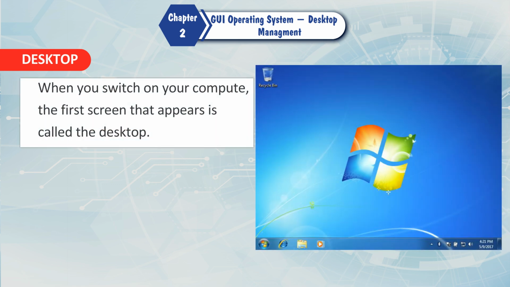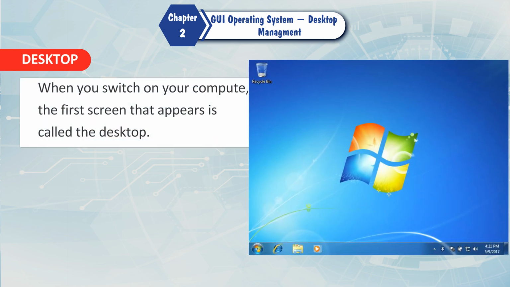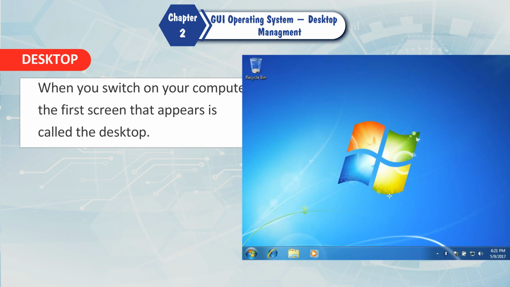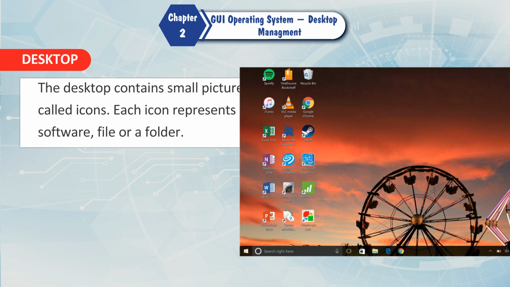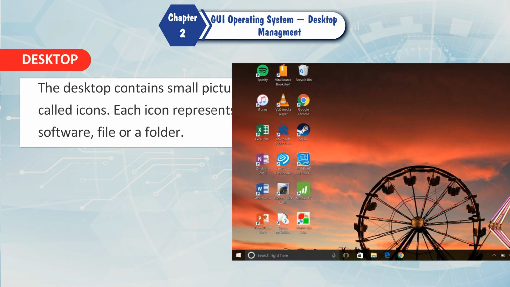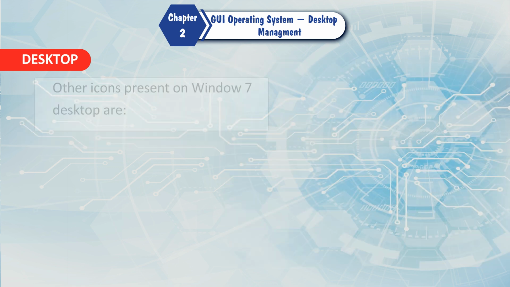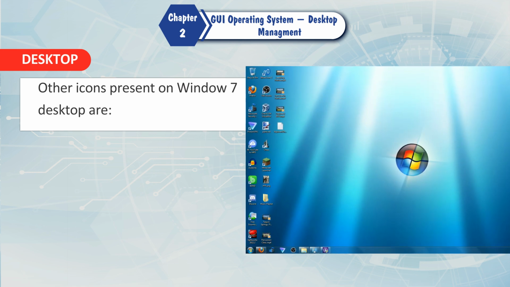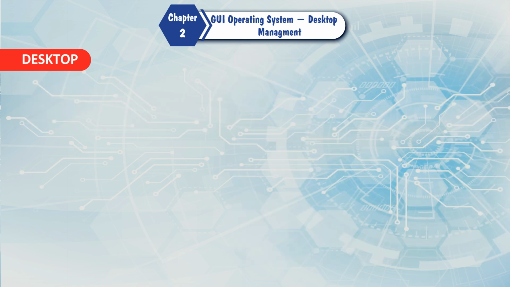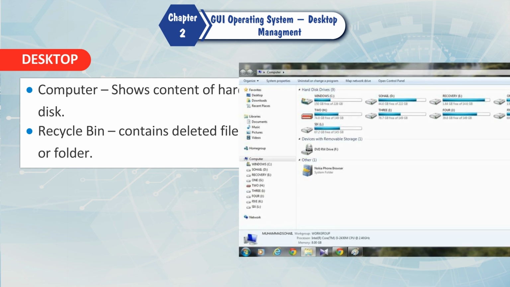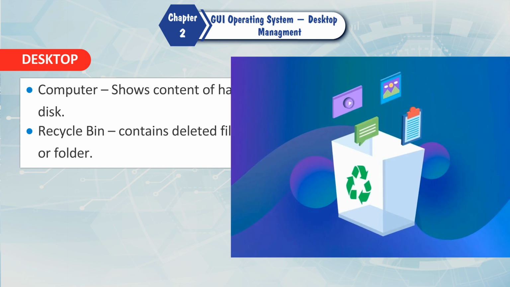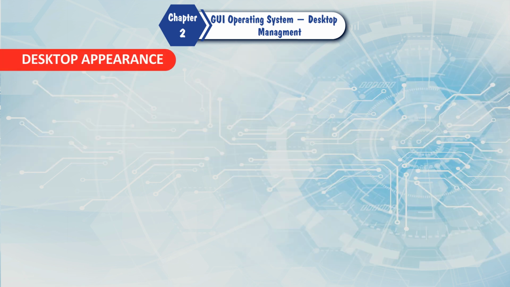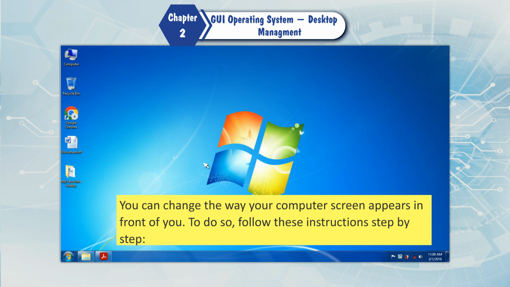Desktop. When you switch on your computer, the first screen that appears is called the desktop. The desktop contains small pictures called icons. Each icon represents a software, file, or a folder. Other icons present on Windows 7 desktop are Computer, which shows the content of the hard disk, and Recycle Bin, which contains deleted files or folders.